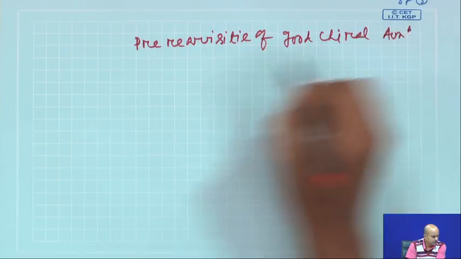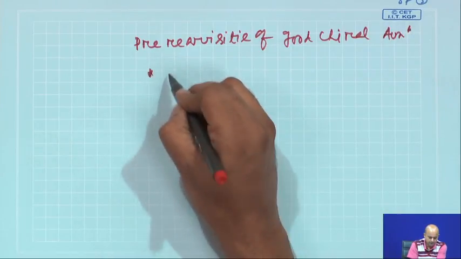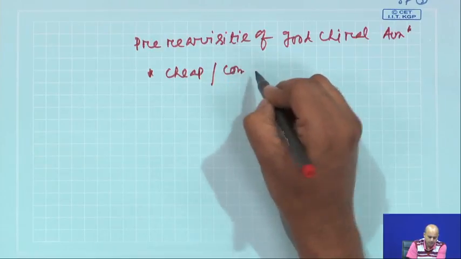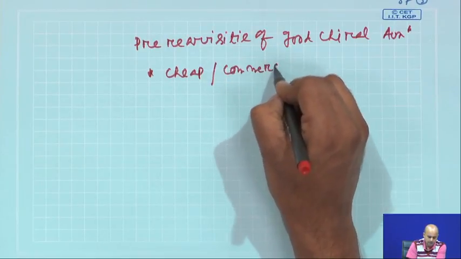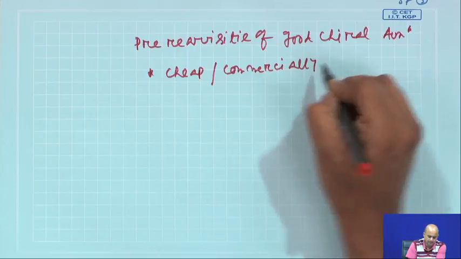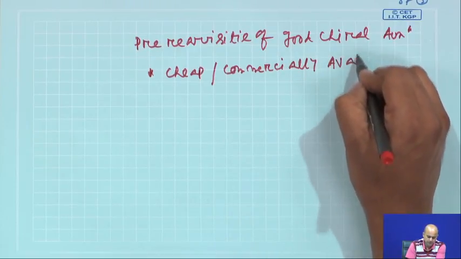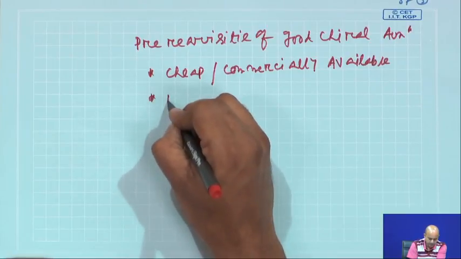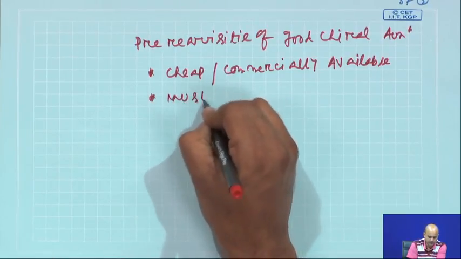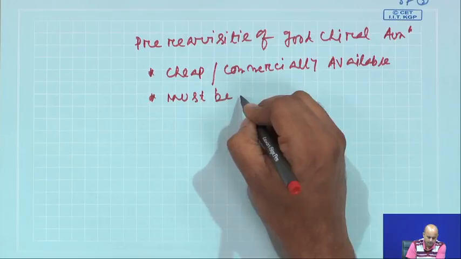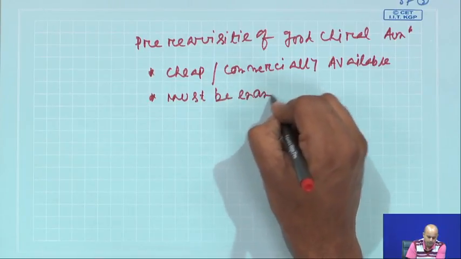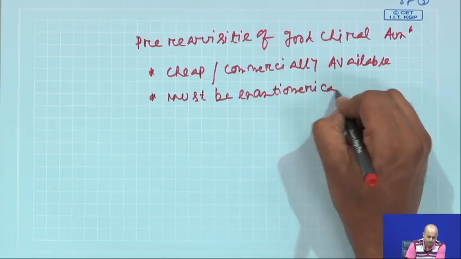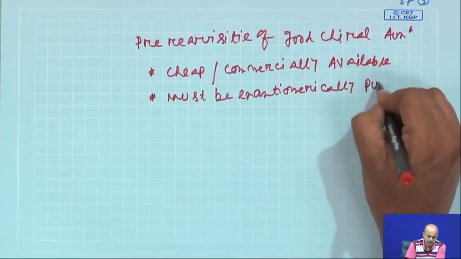The prerequisites are: this must be cheap and/or commercially available, or you can even make it in the lab, but it should be cheap. The second point is very important: it must be enantiomerically pure, meaning it should be available in a single enantiomeric form.